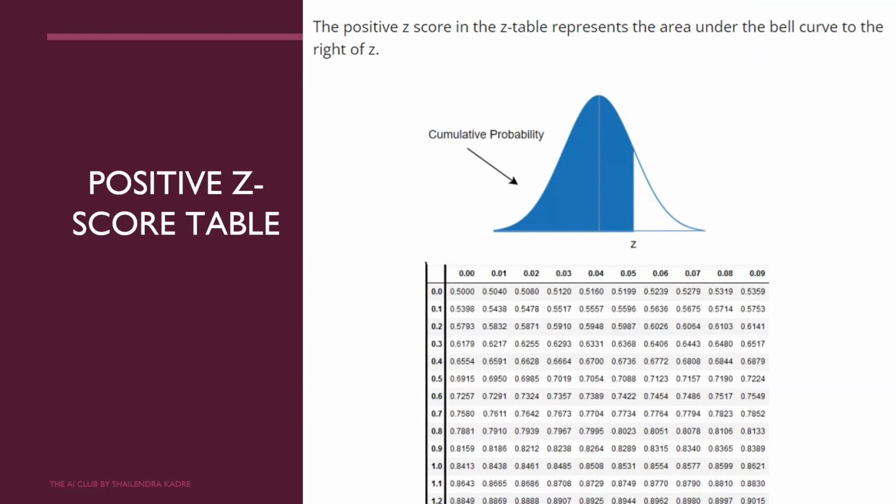Tell me, anybody wants to attempt? 0.7054. Very nice. I will read 0.5 from here and then go horizontally till 0.04, which you can see on the top in the column. So 0.54: I got 0.5 from the row and 0.04 from the column, and that value will be 0.7054. He has read it correctly.